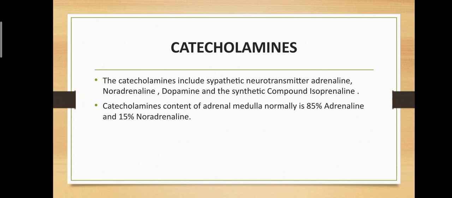Next point, catecholamines. What are catecholamines? The catecholamines include the sympathetic neurotransmitters adrenaline, noradrenaline, dopamine, and the synthetic compound isoprenaline. The catecholamine content of the adrenal medulla is normally 85% adrenaline and 15% noradrenaline.